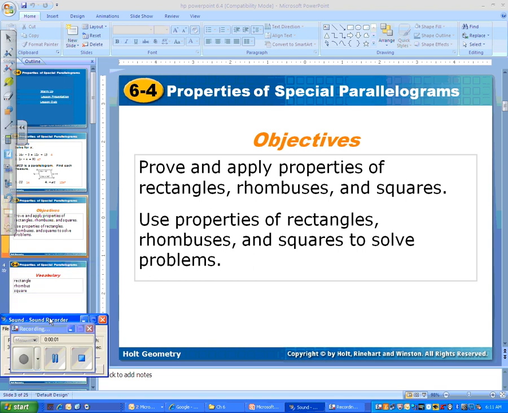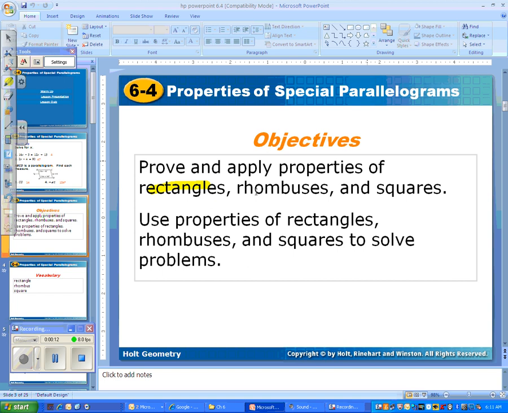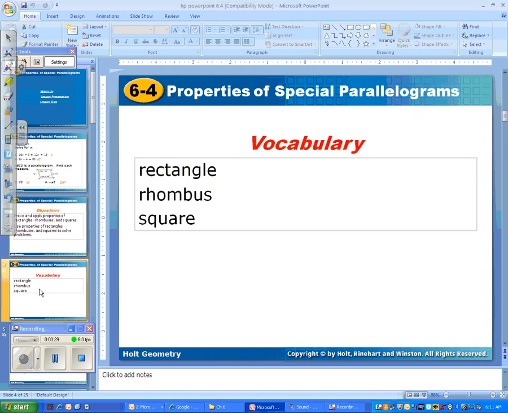Okay, in 6.3 we started talking about parallelograms, and today we're going to start talking about special parallelograms. Those three special parallelograms include the rectangle, the rhombus, and the square. I want you to remember that these are also parallelograms. So those 6 properties that we talked about for parallelograms in the last couple days still relate to rectangles, rhombuses, and squares. Just to review, those 6 properties of a parallelogram.